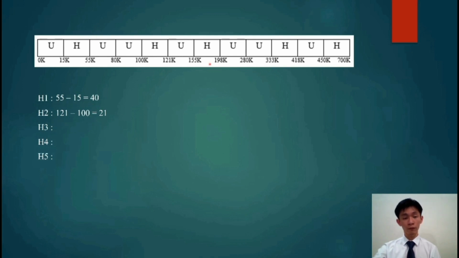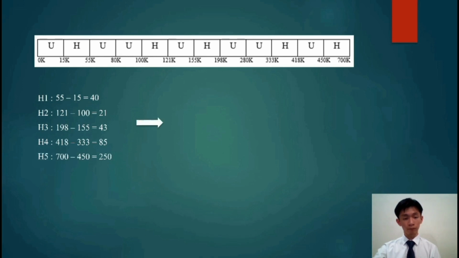So how do we get hole 3? It is 198k minus 155k, and we get 43. This is how we get hole 3. For hole 4, we get 418k minus 333k, and we get 85. And the last one, hole 5, we get 700k minus 450k, and we get 250.